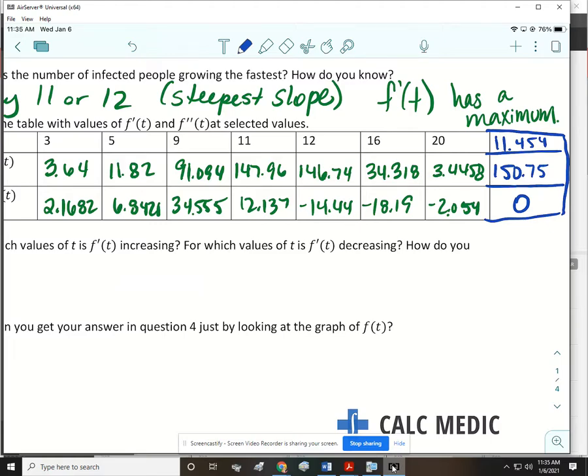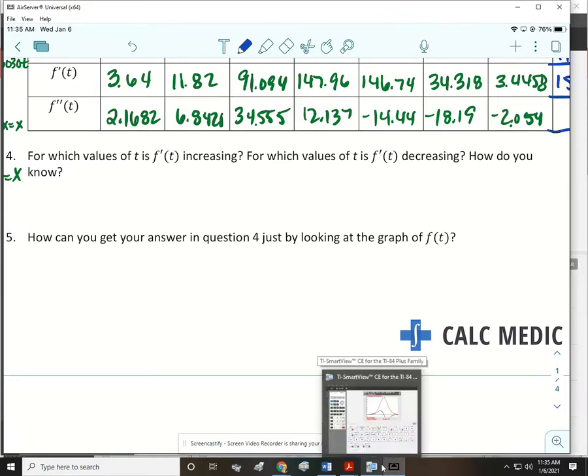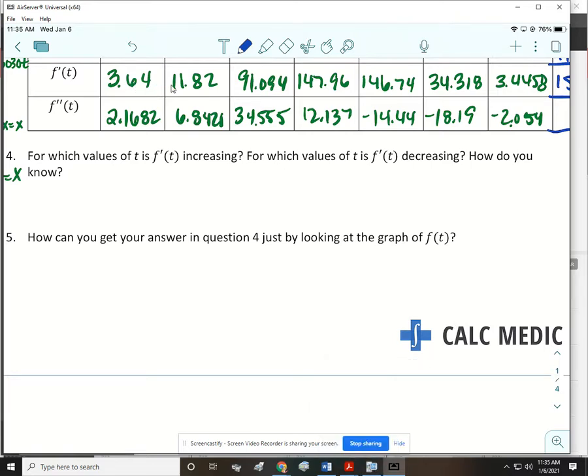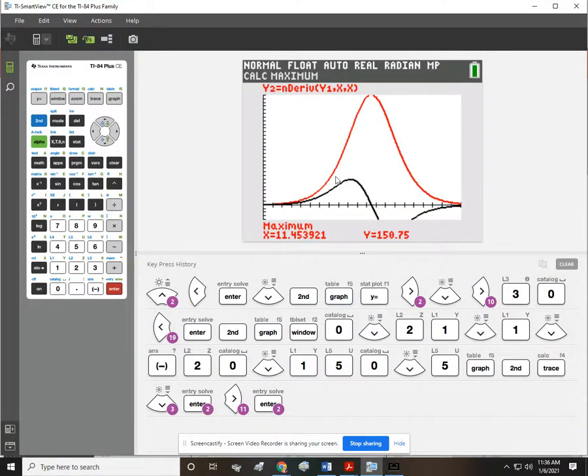Okay, so now for which values is f prime of t increasing and which values is f prime of t decreasing? So we can get that from the table or we could get it from the graph. So from the table, you can see that the first derivative is getting bigger, bigger, bigger. Something happens in between 11 and 12. We know that that's the maximum. And then the f prime of t starts getting smaller. All right, and then you can see that on the graph. We're increasing on the first derivative until we get to the maximum, and then we start decreasing.